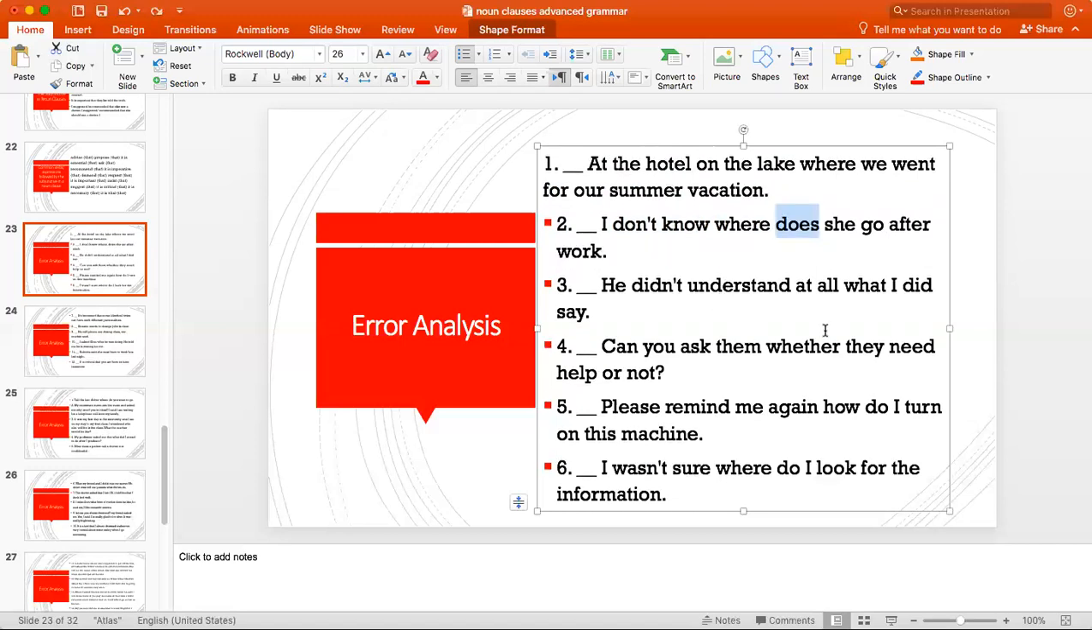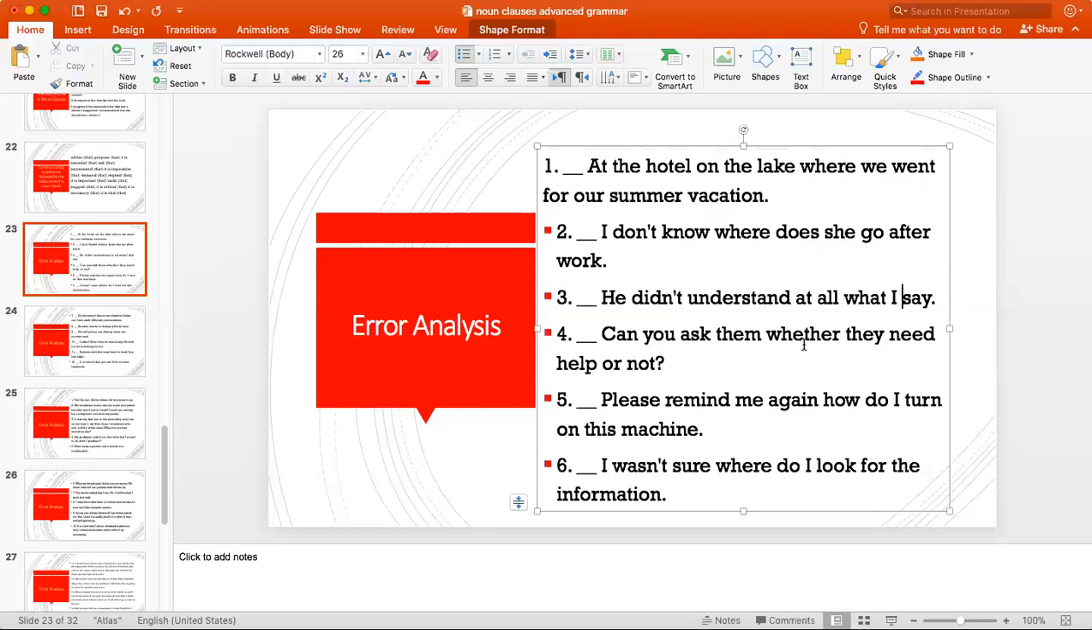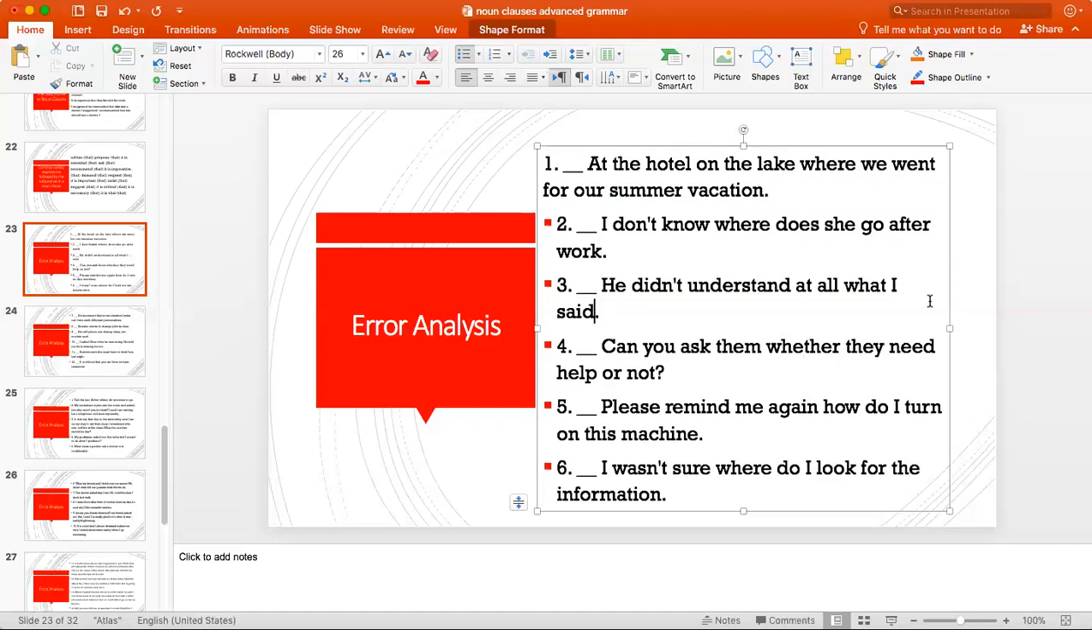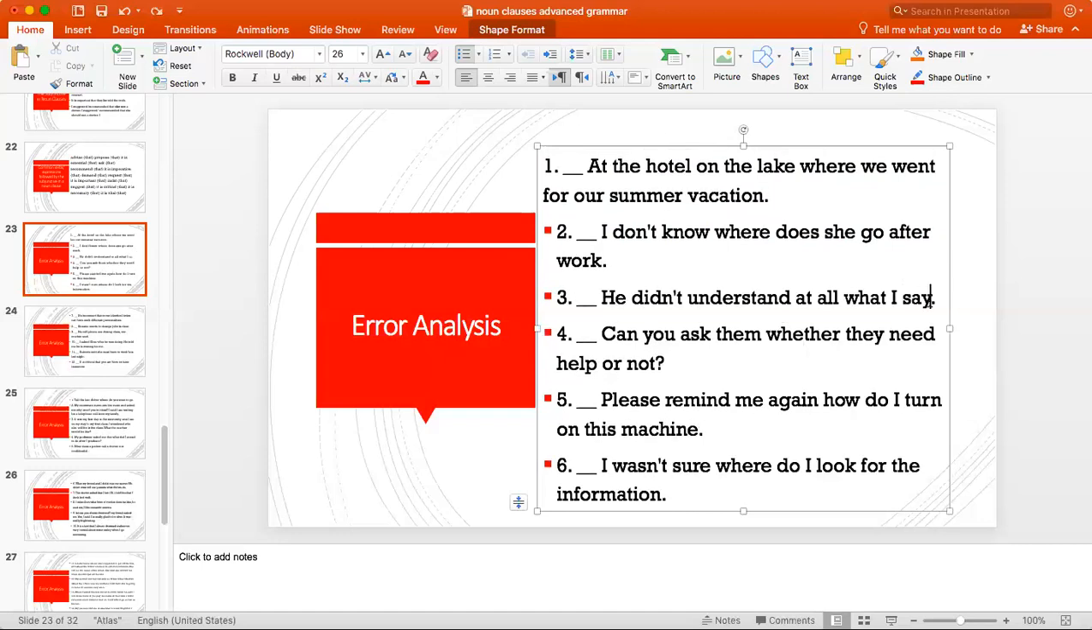He didn't understand at all what I did say. It's similar to that. Remember, we delete did. Again, if we delete does, we add s to the verb. If we delete did, we take the verb to the past simple. If we delete do, we change nothing. So, he didn't understand at all what I said. It should be what I said this way. Interesting.